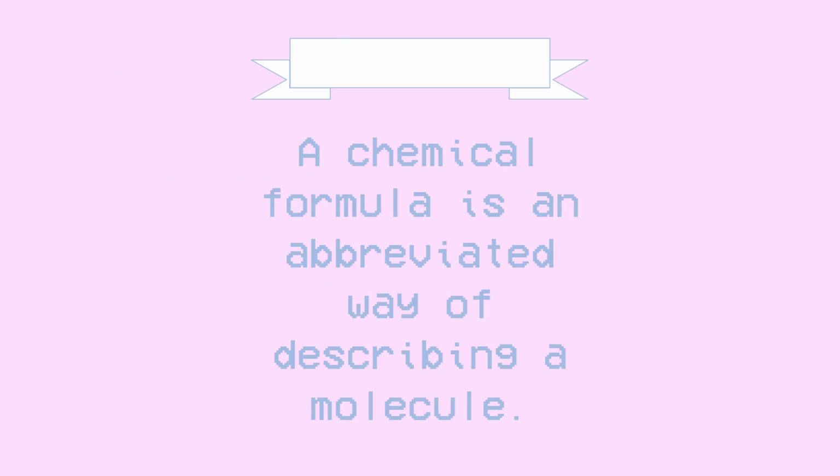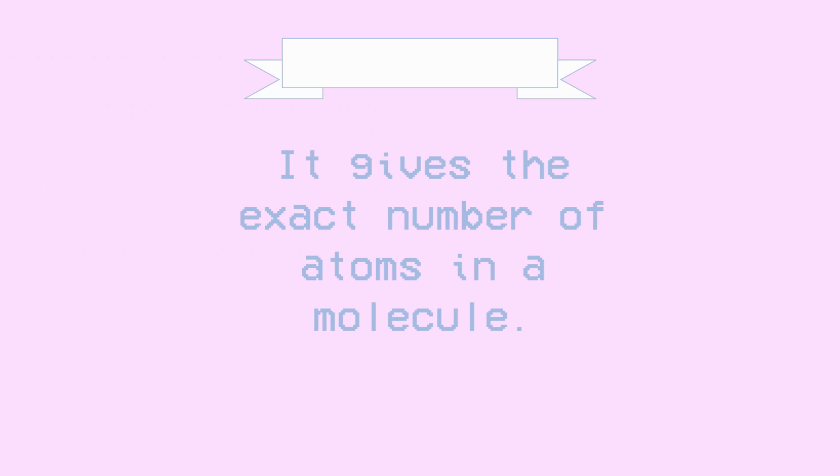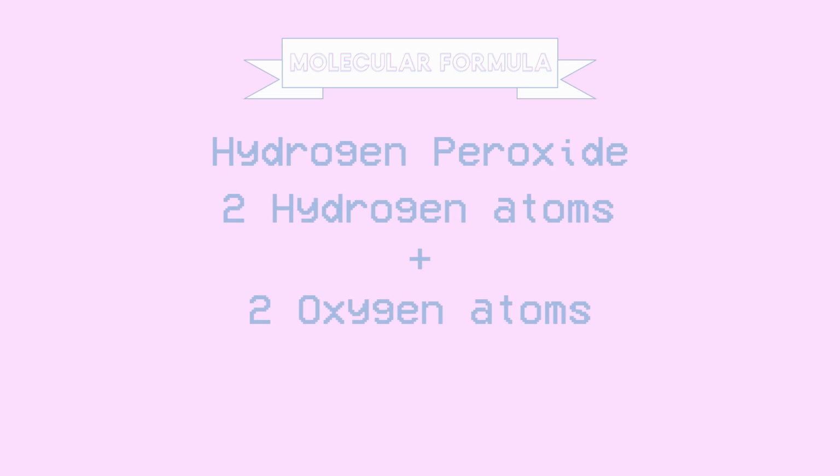Before we proceed, we need to know what chemical formulas are. A chemical formula is an abbreviated way of describing a molecule. There are three types. First is the molecular formula. It gives the exact number of atoms in a molecule. For example, hydrogen peroxide. A hydrogen peroxide molecule needs 2 hydrogen atoms and 2 oxygen atoms. Therefore, its molecular formula is H2O2.